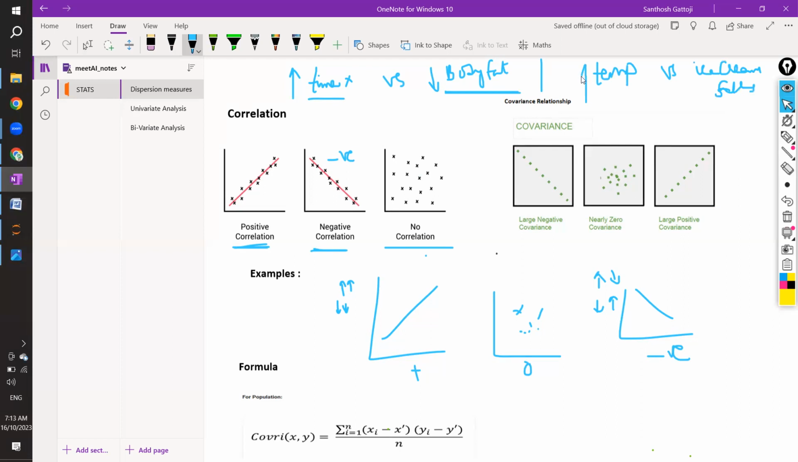Okay, the temperature is increasing, ice cream sales will increase. Clear? So that means there is a positive correlation. Now, one more thing, shoe size and salary. No correlation. So this will be the negative, this will be the positive, this will be no correlation. Same thing what we have studied in the concept.